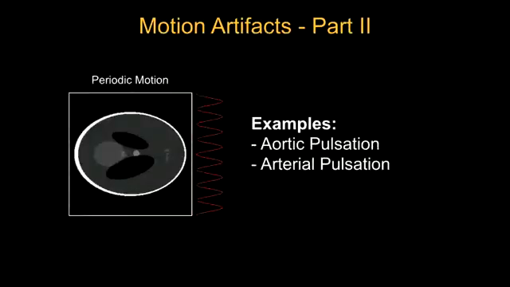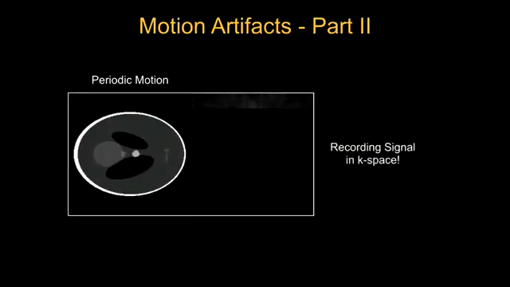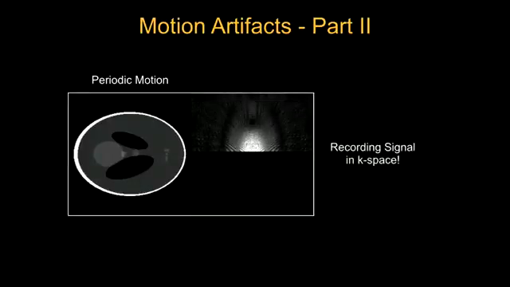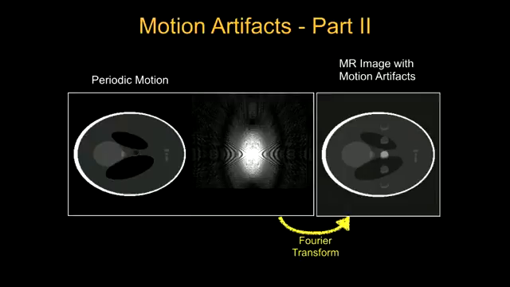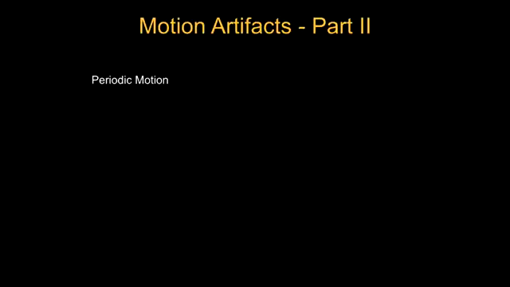Next one is pulsation. Whenever you have very fast motion like this, how do we look at it? Again, we're recording signal in k-space, and then you end up having this kind of artifact. This is a very common MR artifact whenever you try to scan anything that contains a vessel. A vessel has this pulsation, and you're going to see this. So how do we understand it?